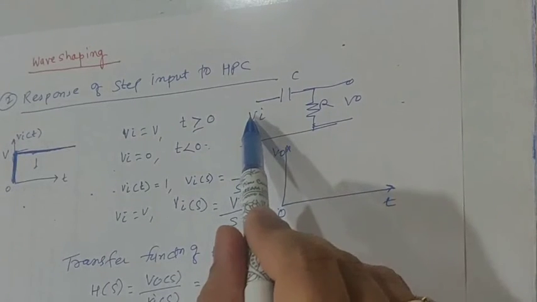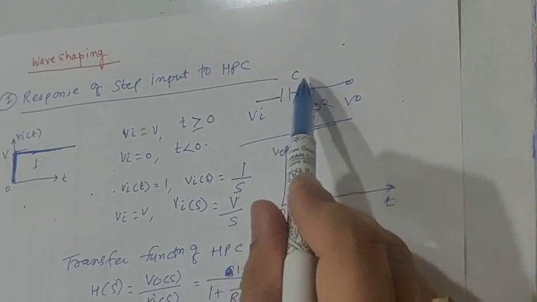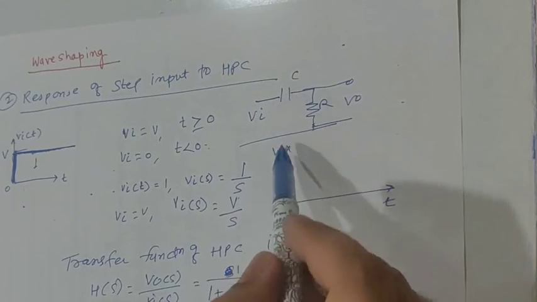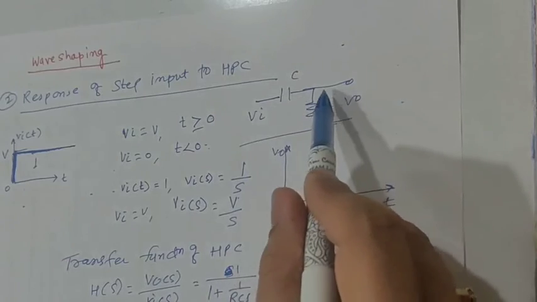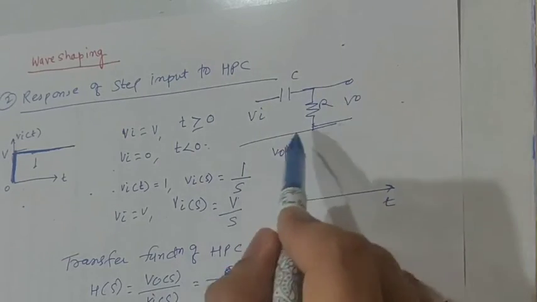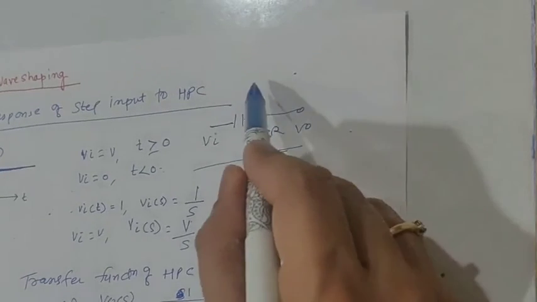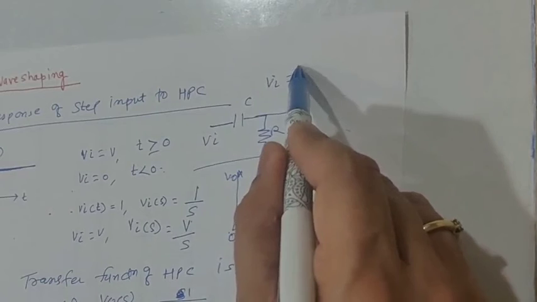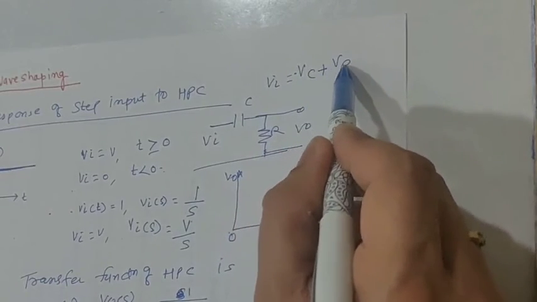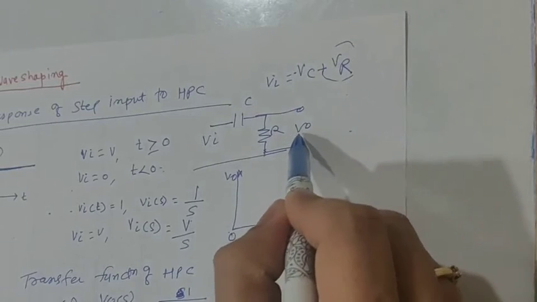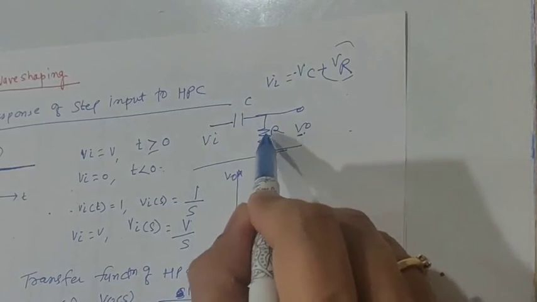See here, at t is equal to 0, the value of input is V. So this circuit will be applying a V voltage to the capacitance. Now the voltage across the capacitance cannot change instantaneously, so the entire voltage will be available across R. See here, in this particular circuit, the input voltage Vi is getting dropped into two parts: one is the voltage across the capacitance and the other is the voltage across the resistance. And the voltage across the resistance is nothing but the output voltage, because you are taking the output across the resistance.